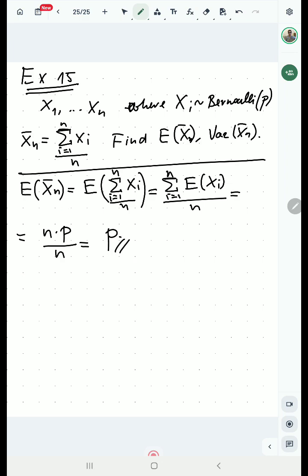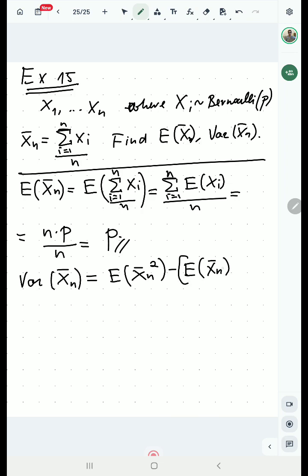Okay, now let's find the variance of x bar n. We know that this is going to be equal to the expectation of x bar n squared minus the expectation of x bar n, squared. But I believe we can use another trick here.